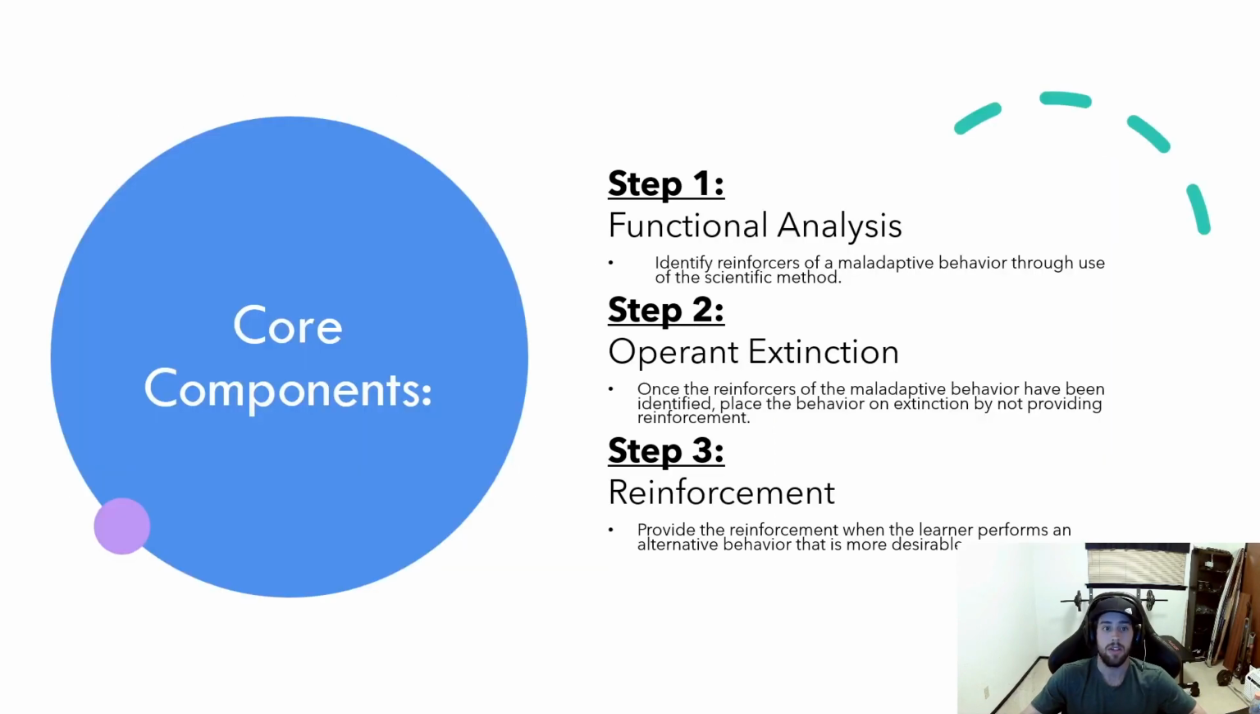its place. Now, of course, the core components or the steps of differential reinforcement are exactly the same three terms that we went over earlier. First, we're going to want to do a functional analysis, identify what is reinforcing the undesirable behavior. And then you're going to want to go to step two and, whenever you find that out, place that on extinction, and that is what's going to start reducing the unwanted behavior. And then, of course, step three is reinforcing that alternate behavior.